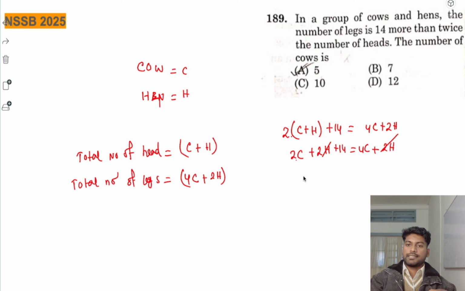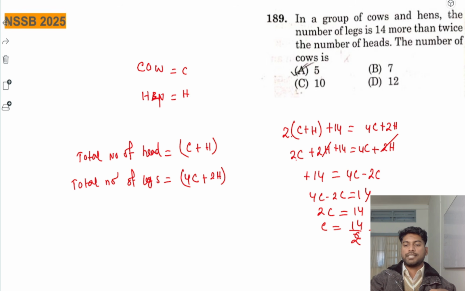So we can write like this: plus 14 equals 4C minus 2C, because 2C will go to that side. So 4C minus 2C equals 14. 2C equals 14, C equals 14 by 2, that is 7. So 7 number of cows are there, because C equals 7.